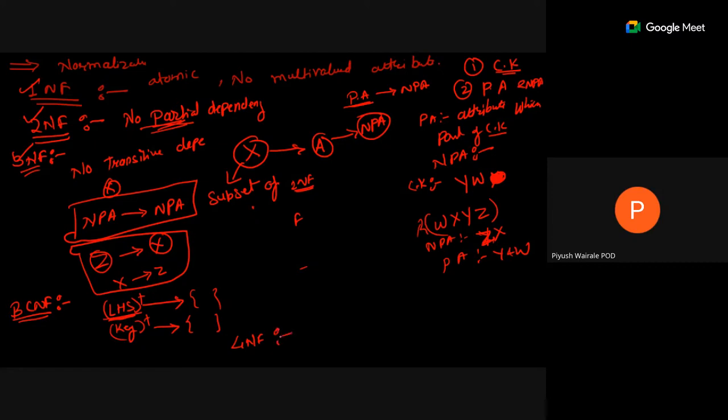Now what about 4NF? There is no multi-valued dependency here. Okay, multi-valued dependency like A multi-determine B should not be there. So there is different concept for this. I have discussed this in quiz 2 session. You can watch it. Okay, we'll solve just one example. But for that, if you want to understand in detail, you can watch that session. So that's about the normalization part.